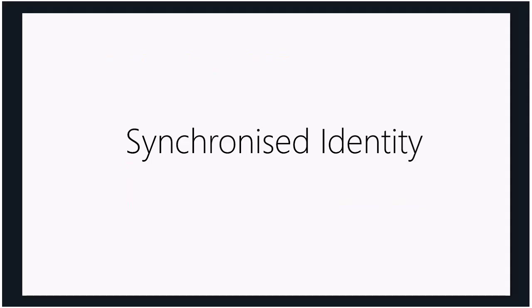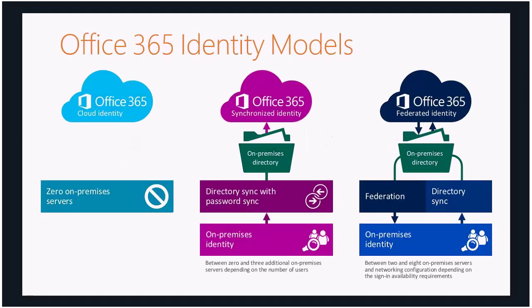Where it starts getting a little bit more complicated is when we move to the next model, which is synchronized identity. The way synchronized identity works is on the left we can see that our cloud identity basically sits on its own. There's zero on-premise service required, as we talked about. The middle model is the synchronized identity. So what we have is an on-premise Active Directory. It then runs a synchronization program that will synchronize not only the user's identity, so their username and attributes, it will also synchronize their passwords.